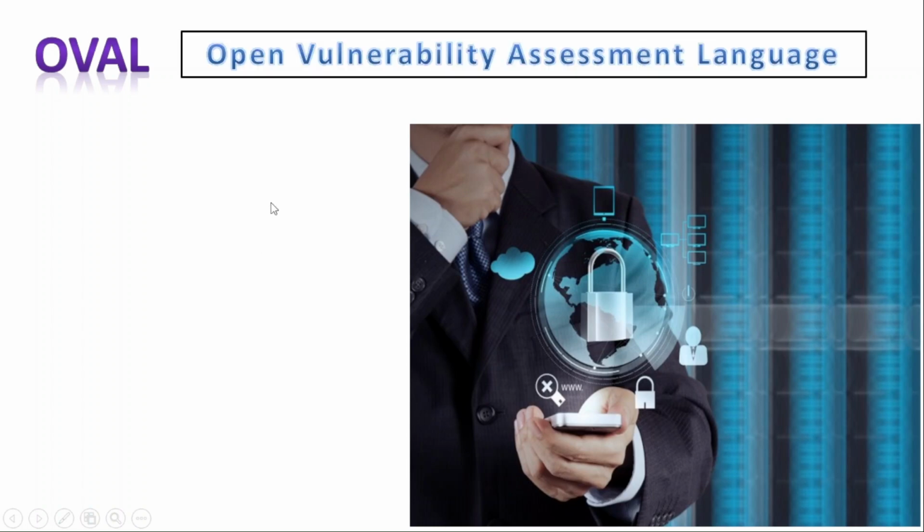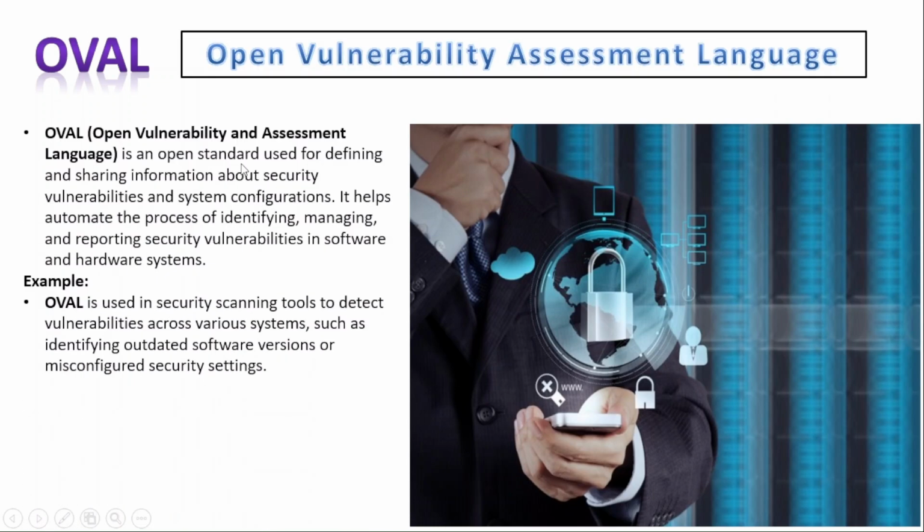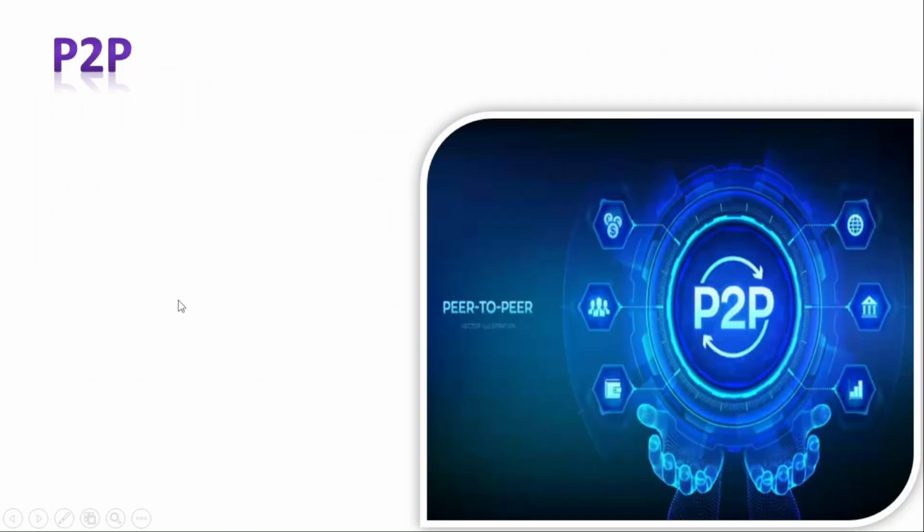OVAL, that is Open Vulnerability Assessment Language. So OVAL, that is Open Vulnerability and Assessment Language, is an open standard used for defining and sharing information about security vulnerabilities and system configurations. It helps automate the process of identifying, managing, and reporting security vulnerabilities in software and hardware systems. Example: OVAL is used in security scanning tools to detect vulnerabilities across various systems, such as identifying outdated software versions or misconfigured security changes.